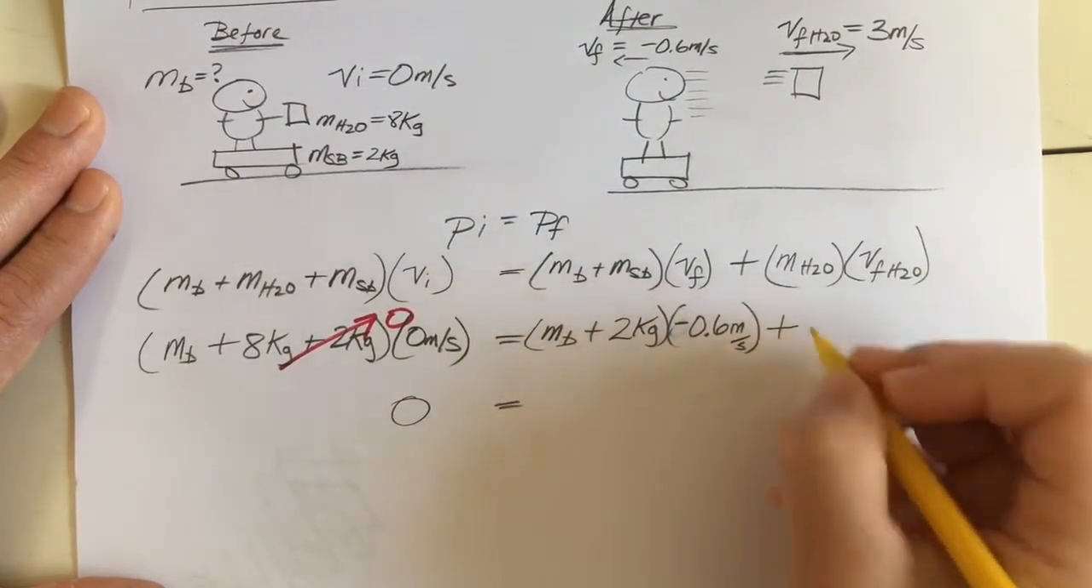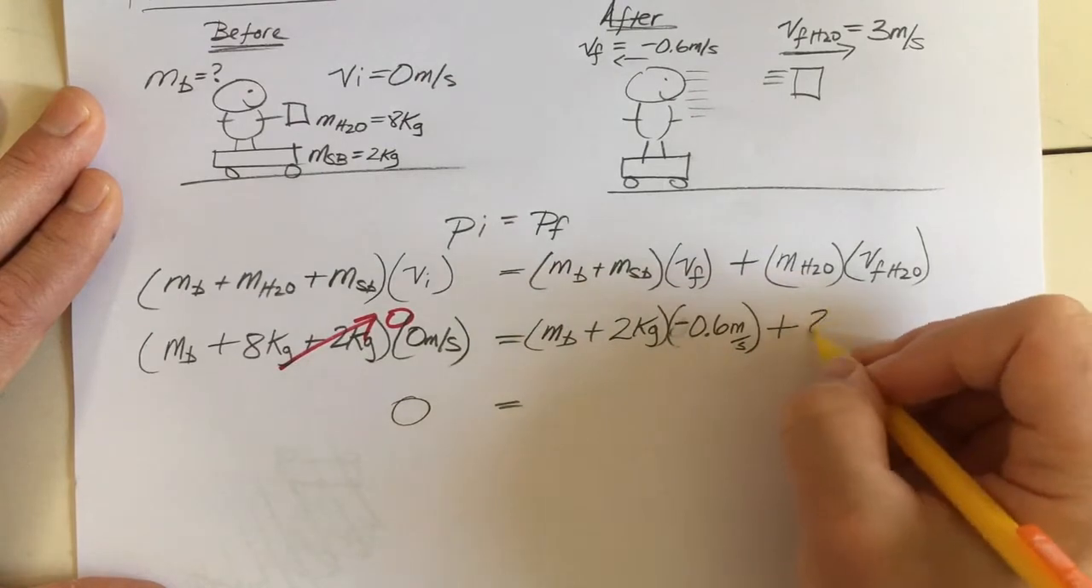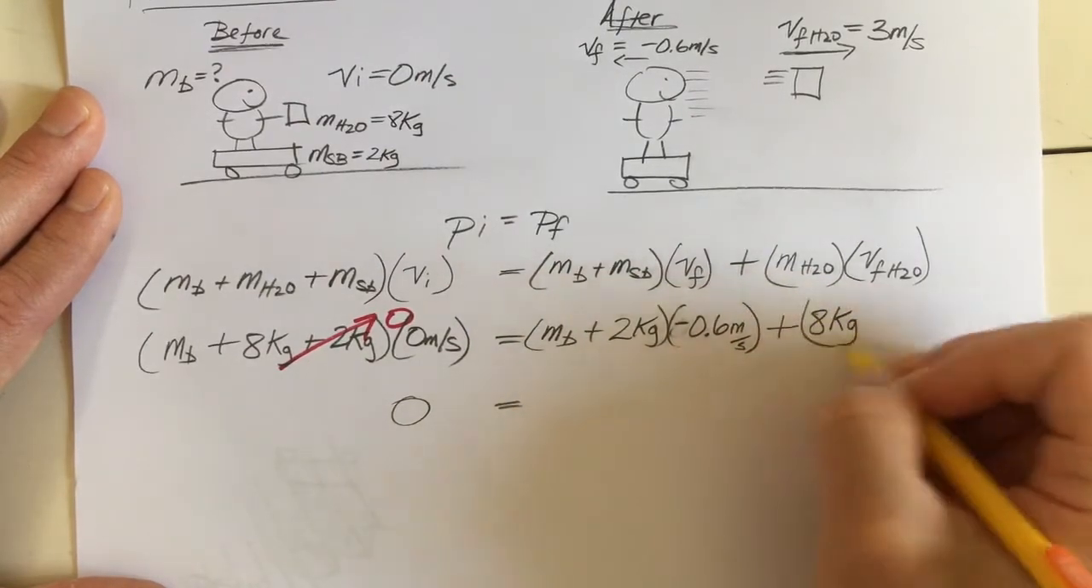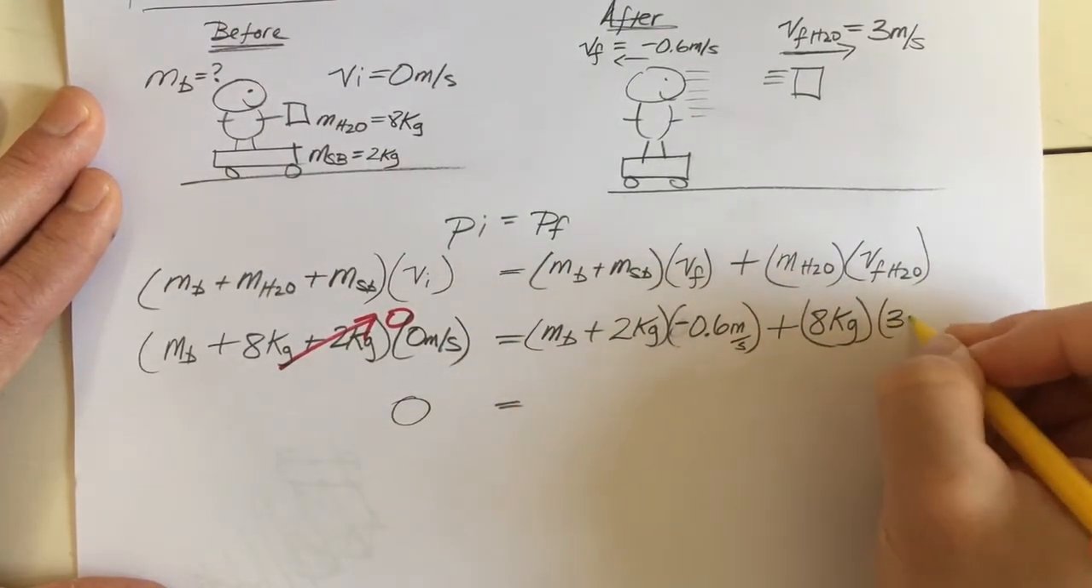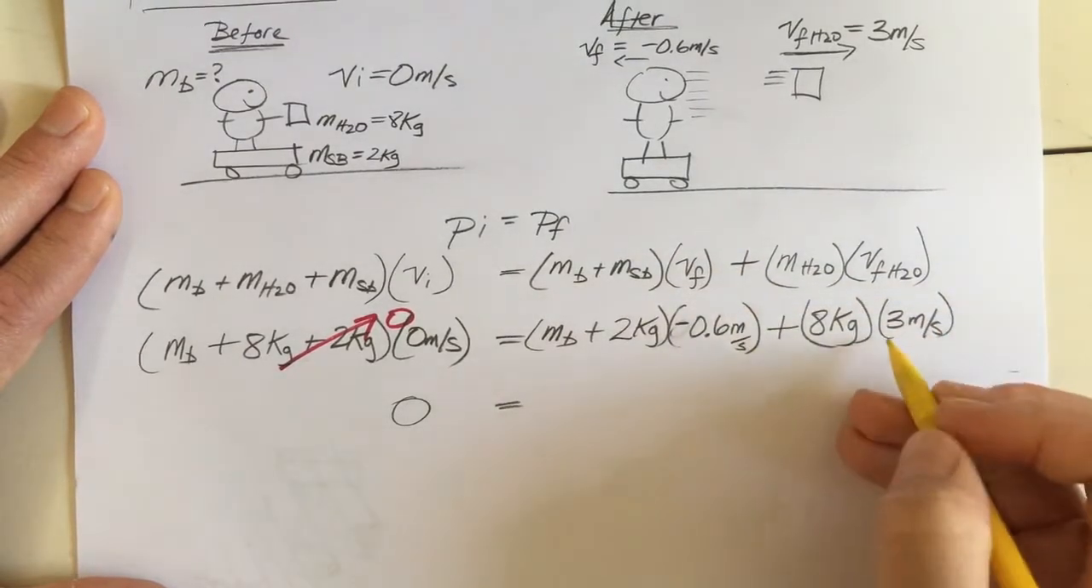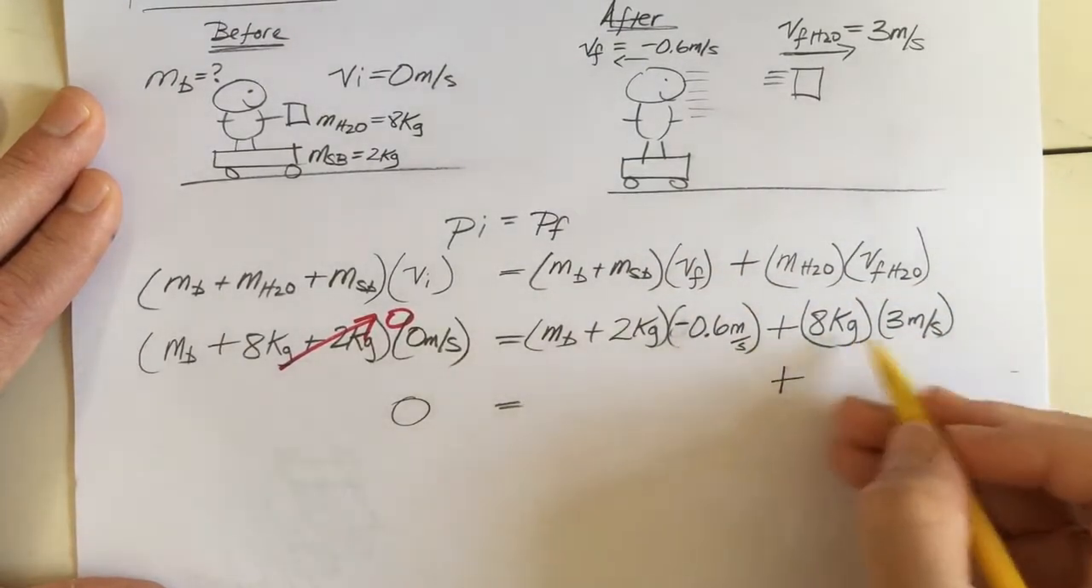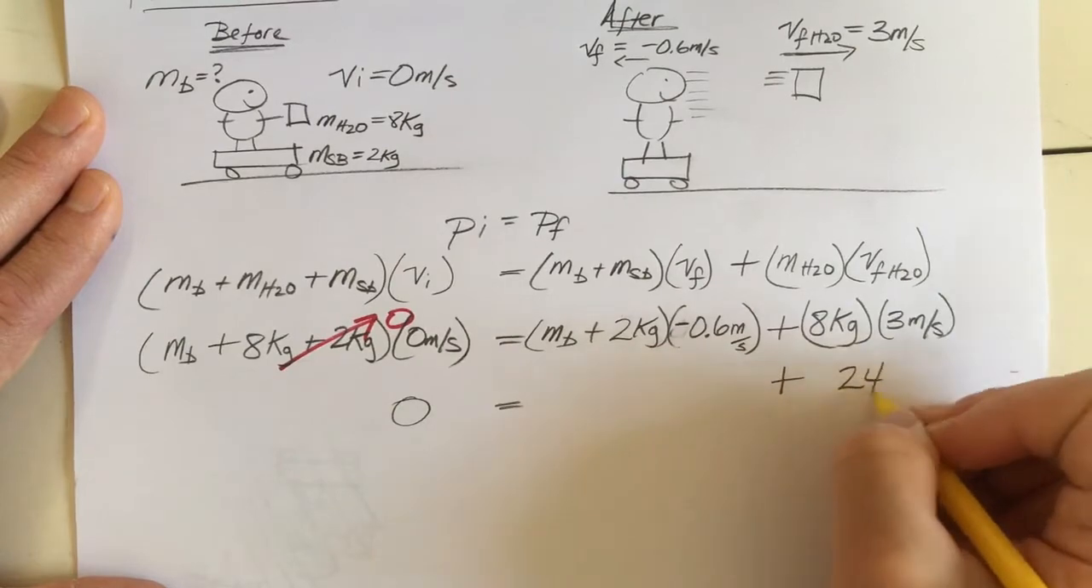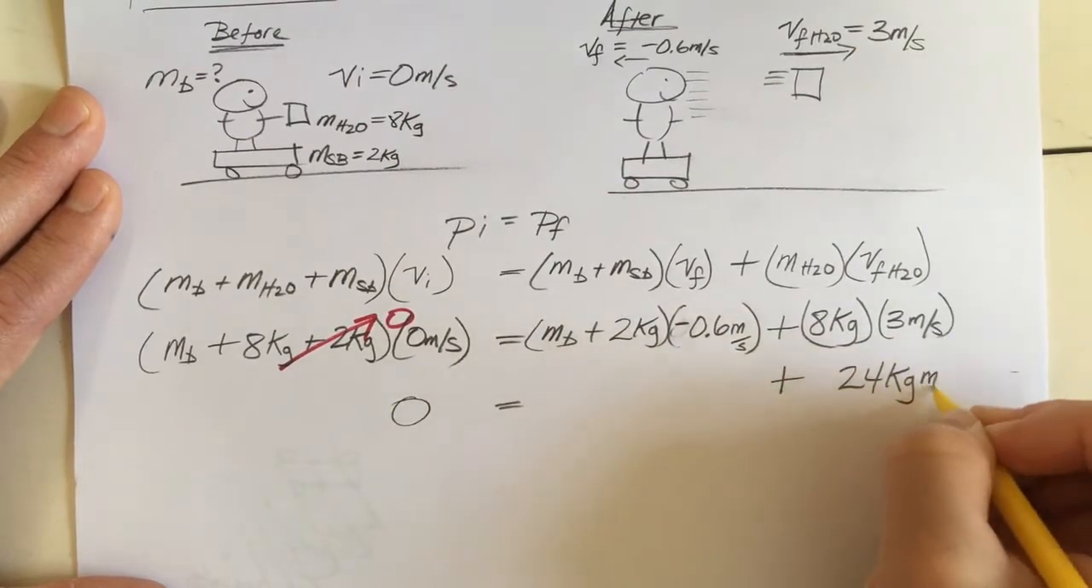Okay, and then we're going to add that to the mass of the water, which is 8 times the final velocity of the water, which is that 3 meters per second in the positive direction. So right here, this is pretty simple to see. 8 times 3 is going to be 24 kilogram meters per second.